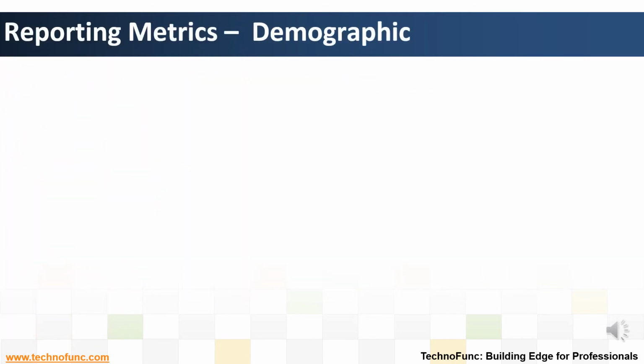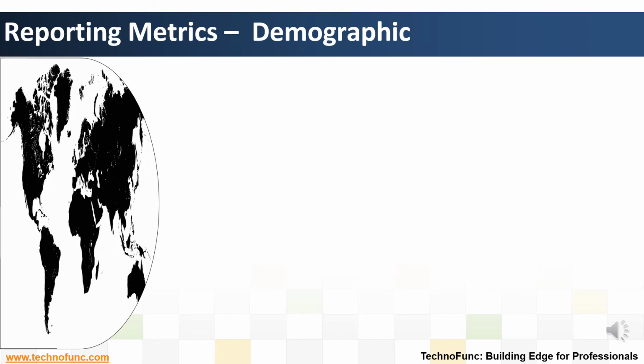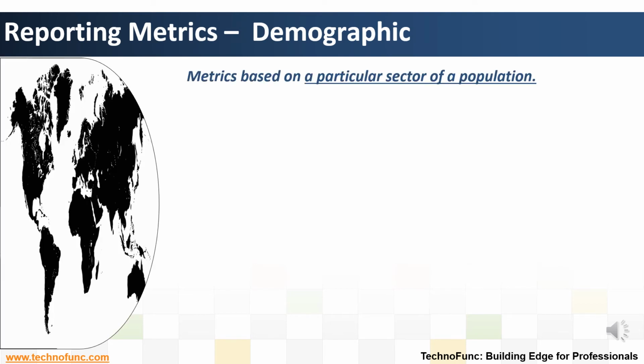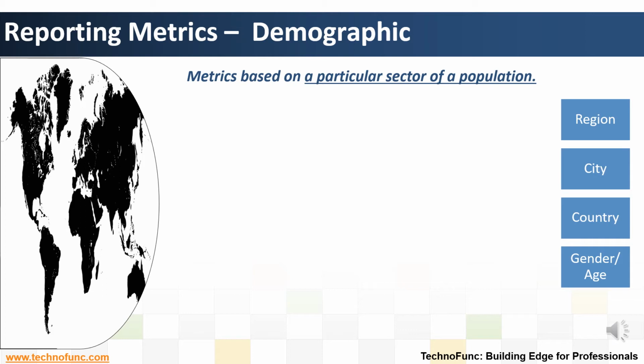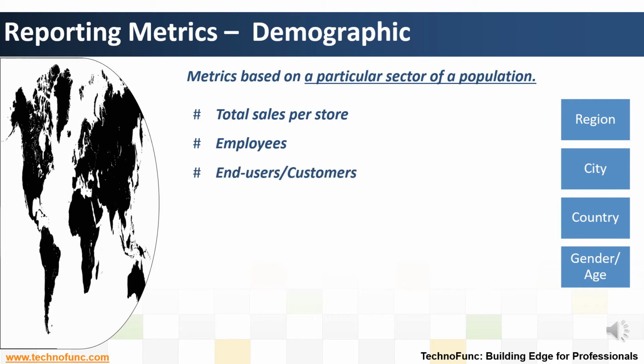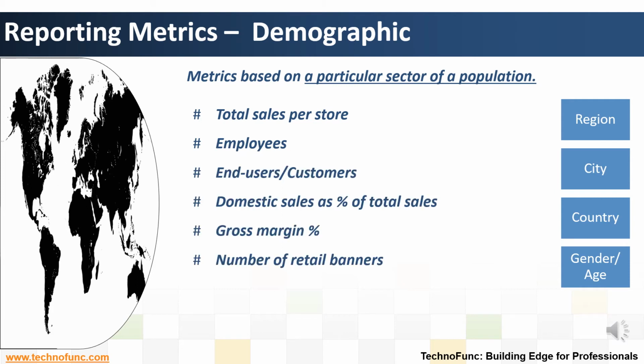Metrics based on a particular sector of a population. Demographics are quantifiable characteristics of a given population. Demographic analysis can cover whole societies or groups defined by criteria such as education, nationality, religion, and ethnicity. It helps to know your customer.